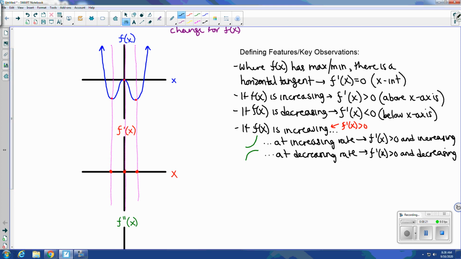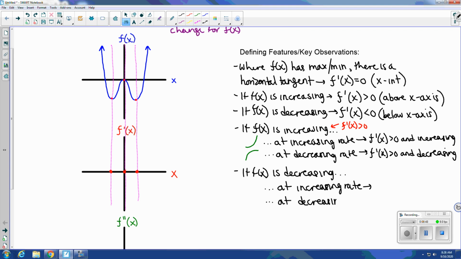Next, what if f of x is decreasing at these different rates? So if f of x is decreasing, we already know that the derivative is going to be negative at increasing rate, at decreasing rate. Okay, so we already know that f prime, once we've identified the section of the graph for f of x is decreasing, we already know this part's negative.